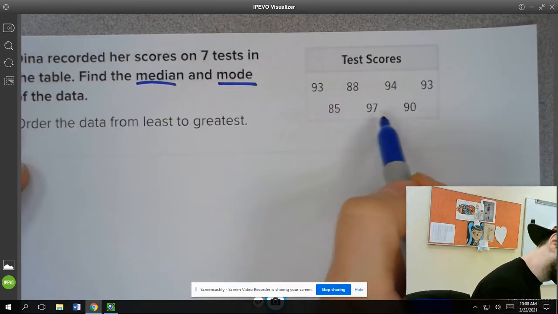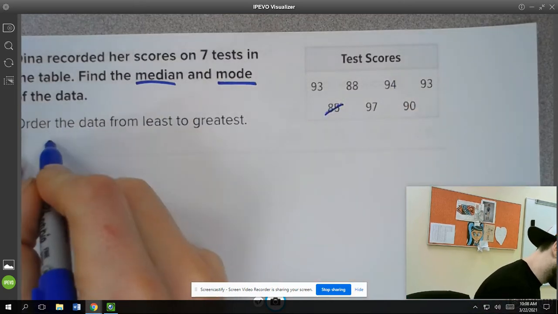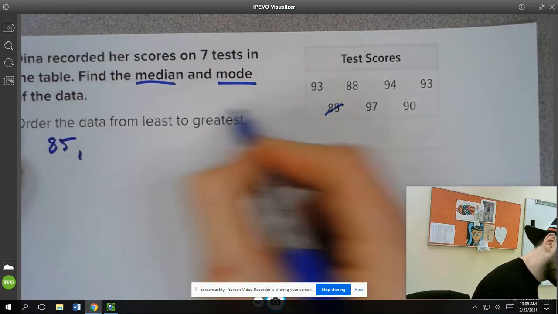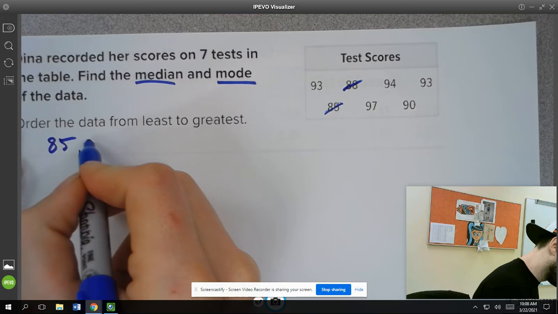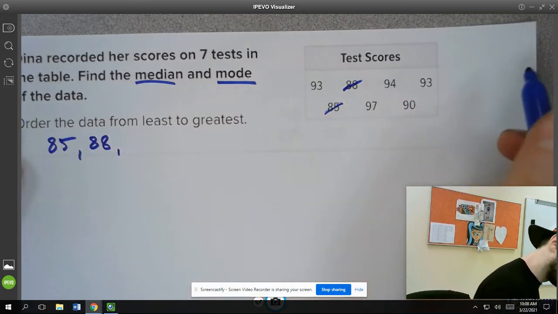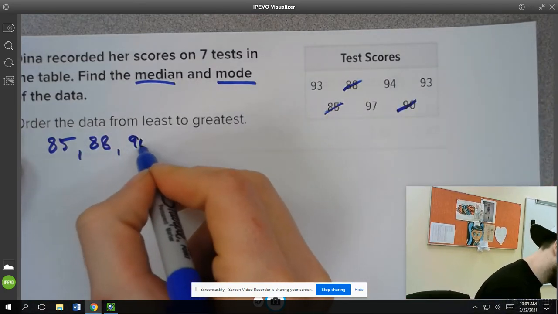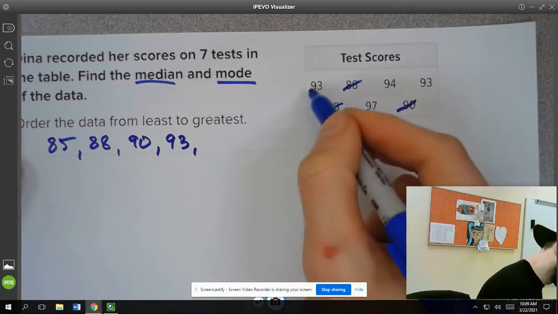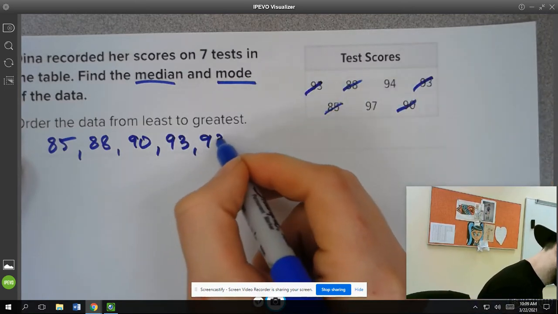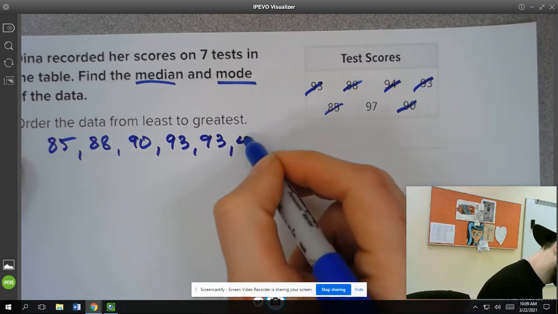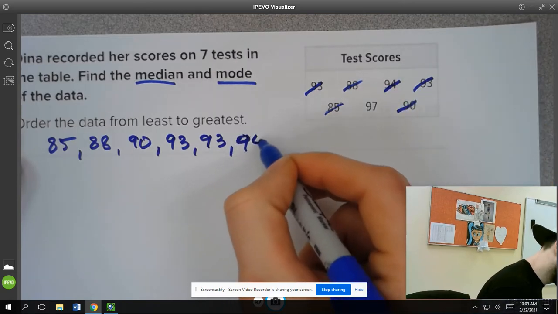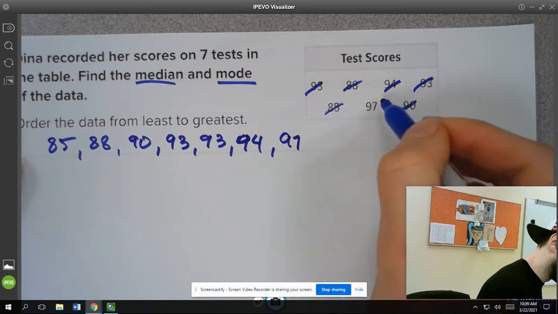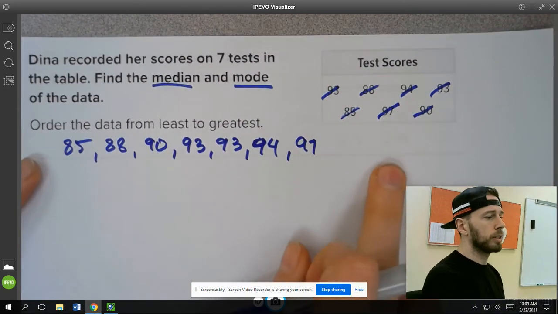I'm going to find my smallest number here, which would be 85. Write it down. Next will be 88. And then 90. And then we've got a 93. Another 93. A 94. And a 97. So you put them in order from least to greatest.